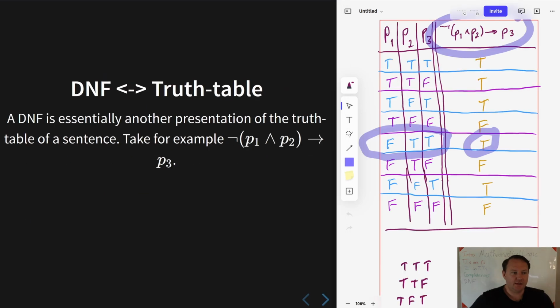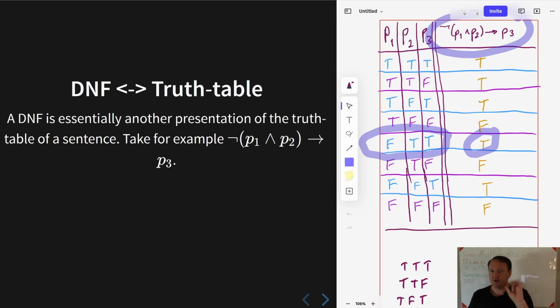So the next thing that I want to point out is that every sentence has an equivalent sentence which is in disjunctive normal form. So we often talk about finding the disjunctive normal form of a sentence, right? Which is to say, find another sentence which is equivalent to it and is in disjunctive normal form. So let's go back to this sentence that we already have the truth table for, this negation P1 conjunction P2 arrow P3, and let's find its disjunctive normal form. And I want to use this one because we're going to use the truth table to get the disjunctive normal form, or at least one of its, right?